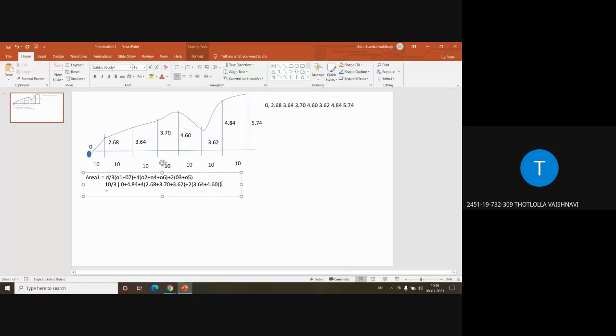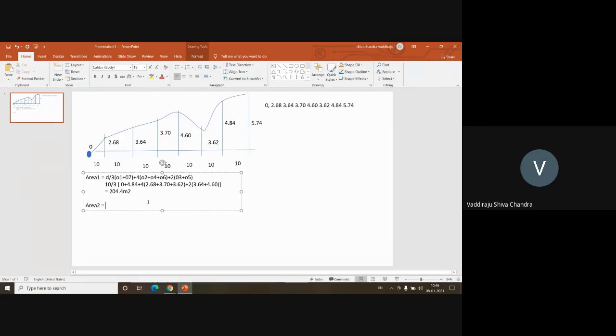204.4. What are the units? Meter square. Okay. You all agree? You got the same value? Yes, sir. Okay. A2: I want to determine the area between these two segments, 4.84 and 5.74.